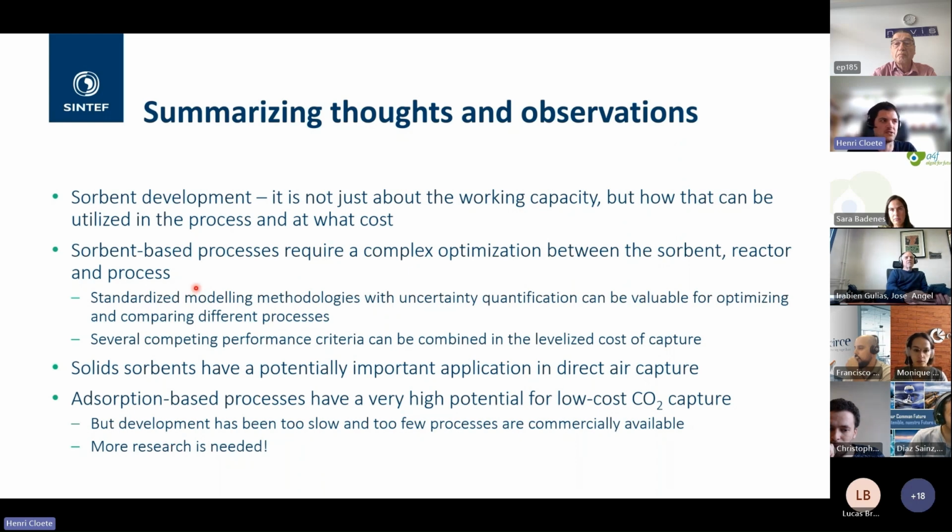So these solvent-based processes are quite a complex optimization problem, where you have to consider the interaction between the properties of your solvent, your reactor, and your process. For that, we've been doing quite a lot of work in our group to use standardized modeling methodologies to optimize and compare different processes, and also specific solvents. You also typically have many competing performance criteria in these systems, so it's good to combine them all into the levelized cost of capture, to get a single objective function for optimizing the processes.